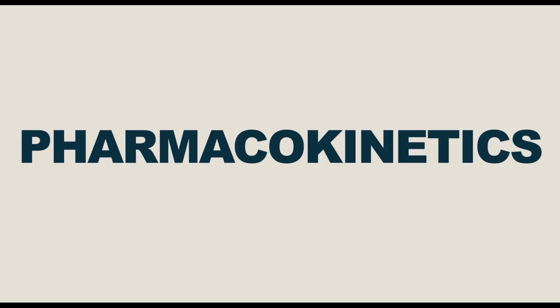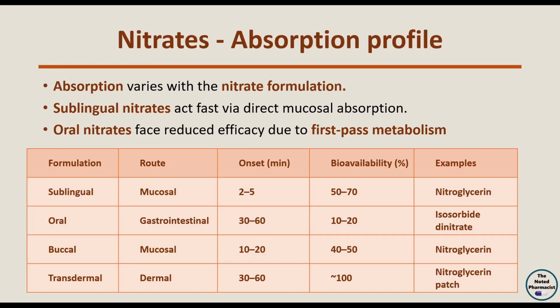Pharmacokinetics. Let's review the absorption, distribution, metabolism and excretion of antianginals, mainly focusing on nitrates. The absorption of nitrates is rapid and varies depending on the formulation. Sublingual nitrates, such as glyceryl trinitrate, have a fast onset of action, entering the bloodstream directly via the mucosa. However, oral formulations undergo significant first-pass metabolism, which reduces their bioavailability, making them less effective when used orally compared to sublingually or via patches.